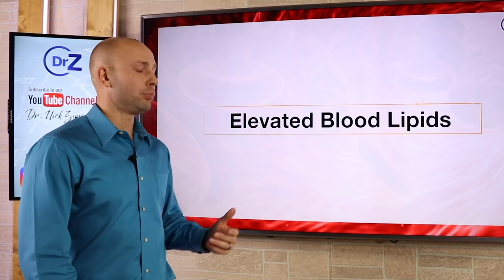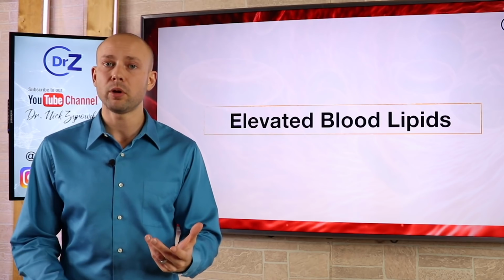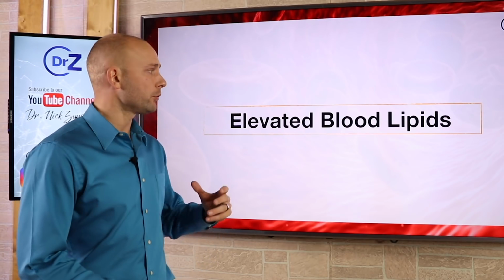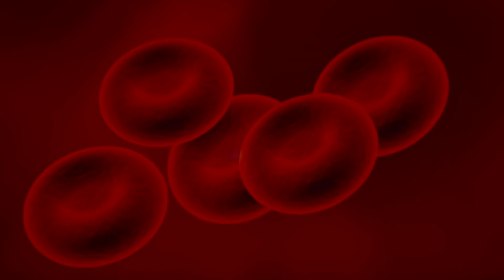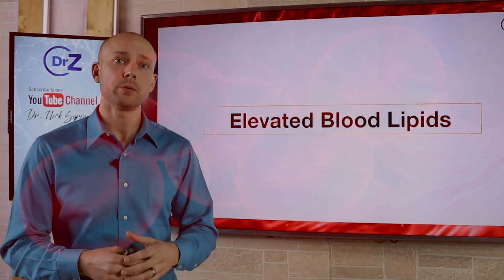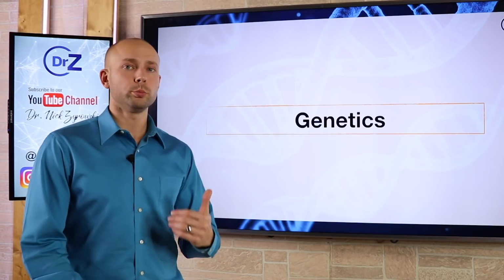Next thing here is elevated blood lipids. This is another thing that many people have a problem with. It's estimated that 1/3 of people have high cholesterol. If we want to make sure that we're reversing fatty liver, or we're reducing the risk of fatty liver, we want to make sure that our blood lipids are in check, and we also want to make sure that we're avoiding this issue. Now, genetics also plays a role in it.